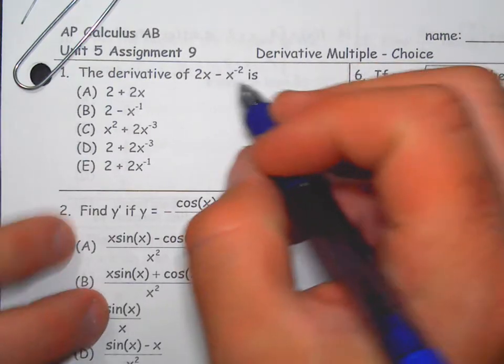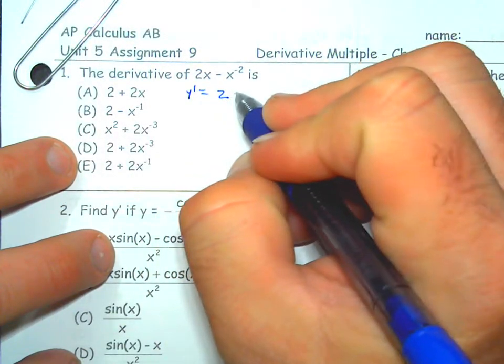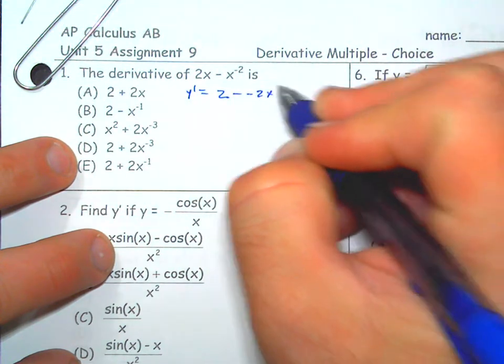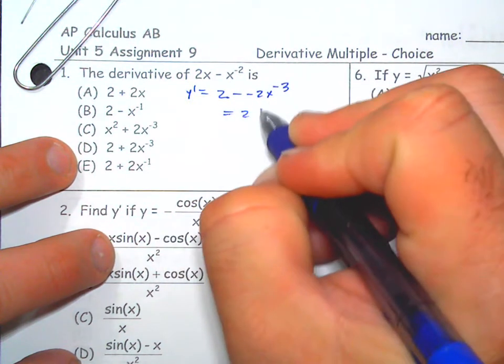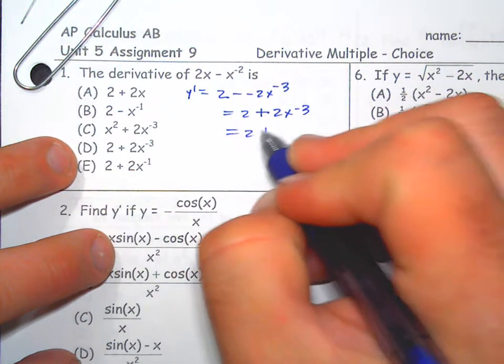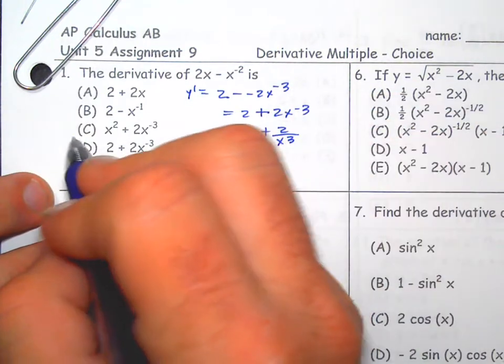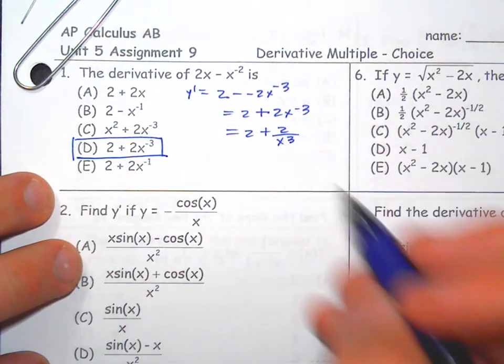Okay, just a regular old derivative. It's going to be 2 minus negative 2x to the negative 3. So it's going to be 2 plus 2x to the negative 3. Usually we would write this like that, but I see the version with negative exponents, so that's fine.